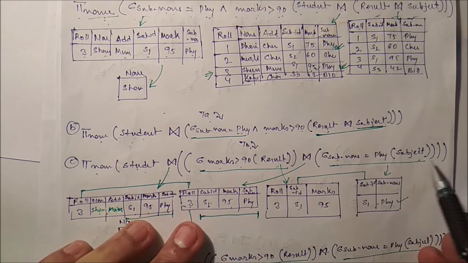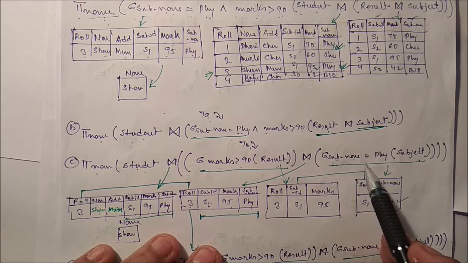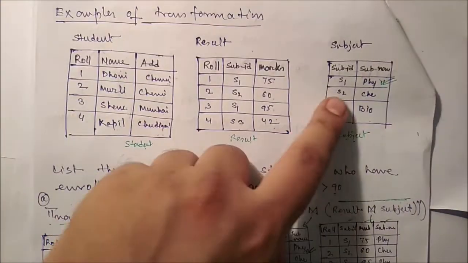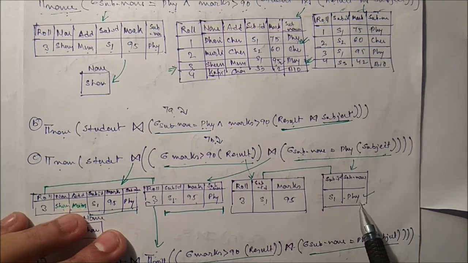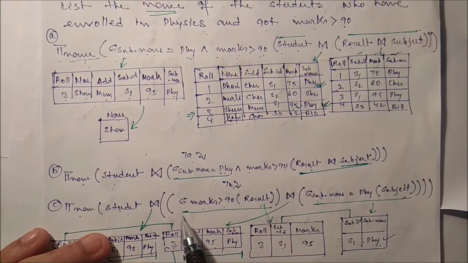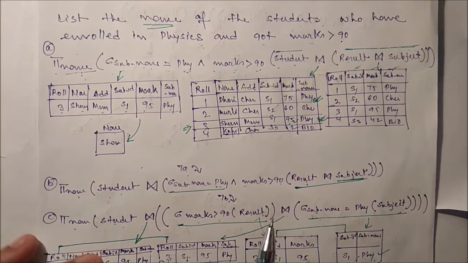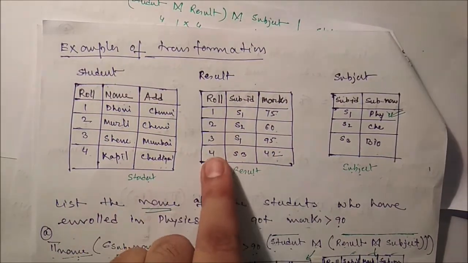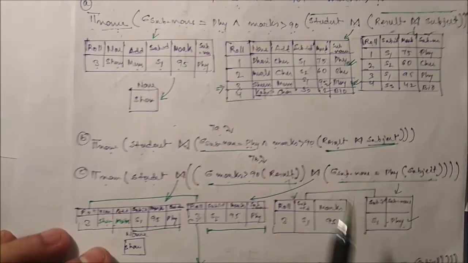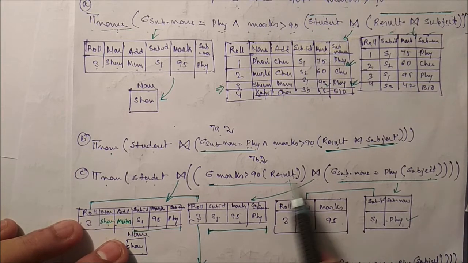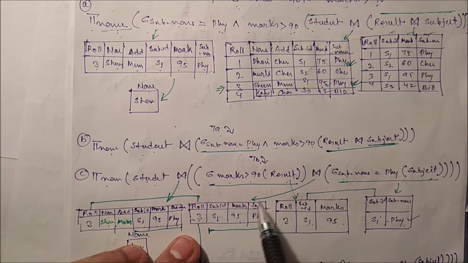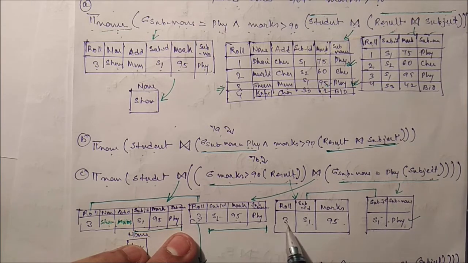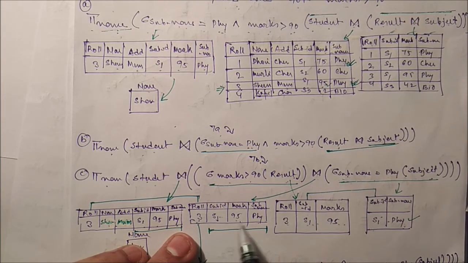Are you getting this one? If you apply subject name physics, from this particular table we have to extract only this particular record, 1 physics, S1 physics. And if you want to extract the roll number with marks greater than 90 from the result, you can see there must be only one record, 3 S1 95. If you join these two tables, we get this particular table, 3 S1 95 physics.